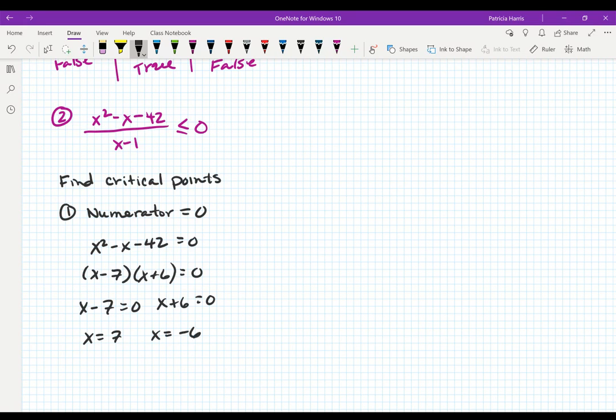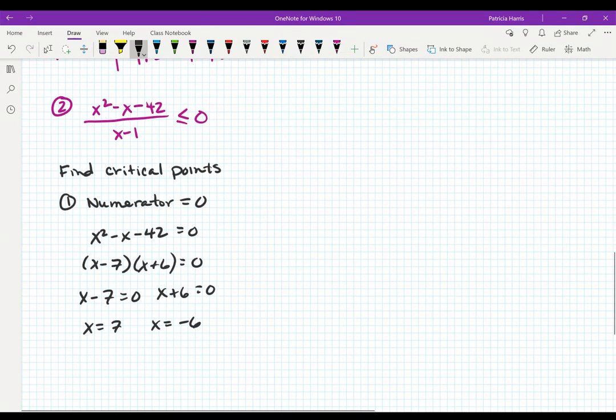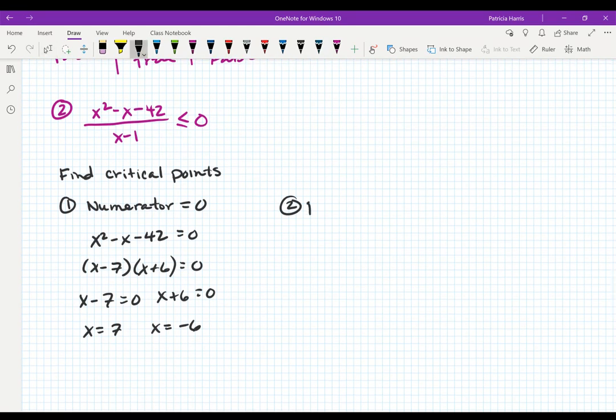All right, so the next type of critical point gives us the denominator is equal to 0. Remember, these values are not allowed at all, so they will always give you an open dot. So we're going to have another critical point at x equals 1. Notice that this one will always get an open dot because it is excluded from the x values because you cannot divide by 0.